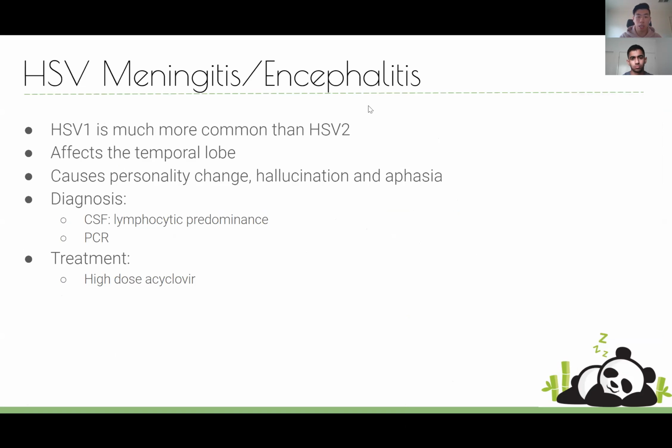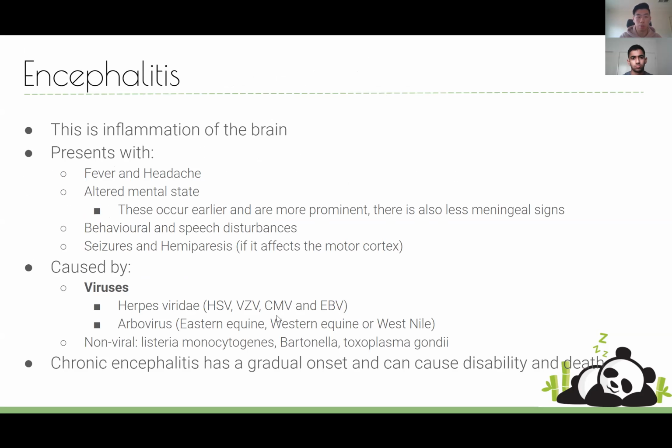HSV, meningitis, encephalitis. So this is the most common cause of encephalitis. HSV1 is more common than 2 and is more likely to affect the temporal lobe. So it has a preference for the temporal lobe. It can cause personality changes, hallucinations, and aphasia. So it's more likely to cause problems with your parenchyma because it's an encephalitis. Diagnosed with PCR, treated with high-dose acyclovir.